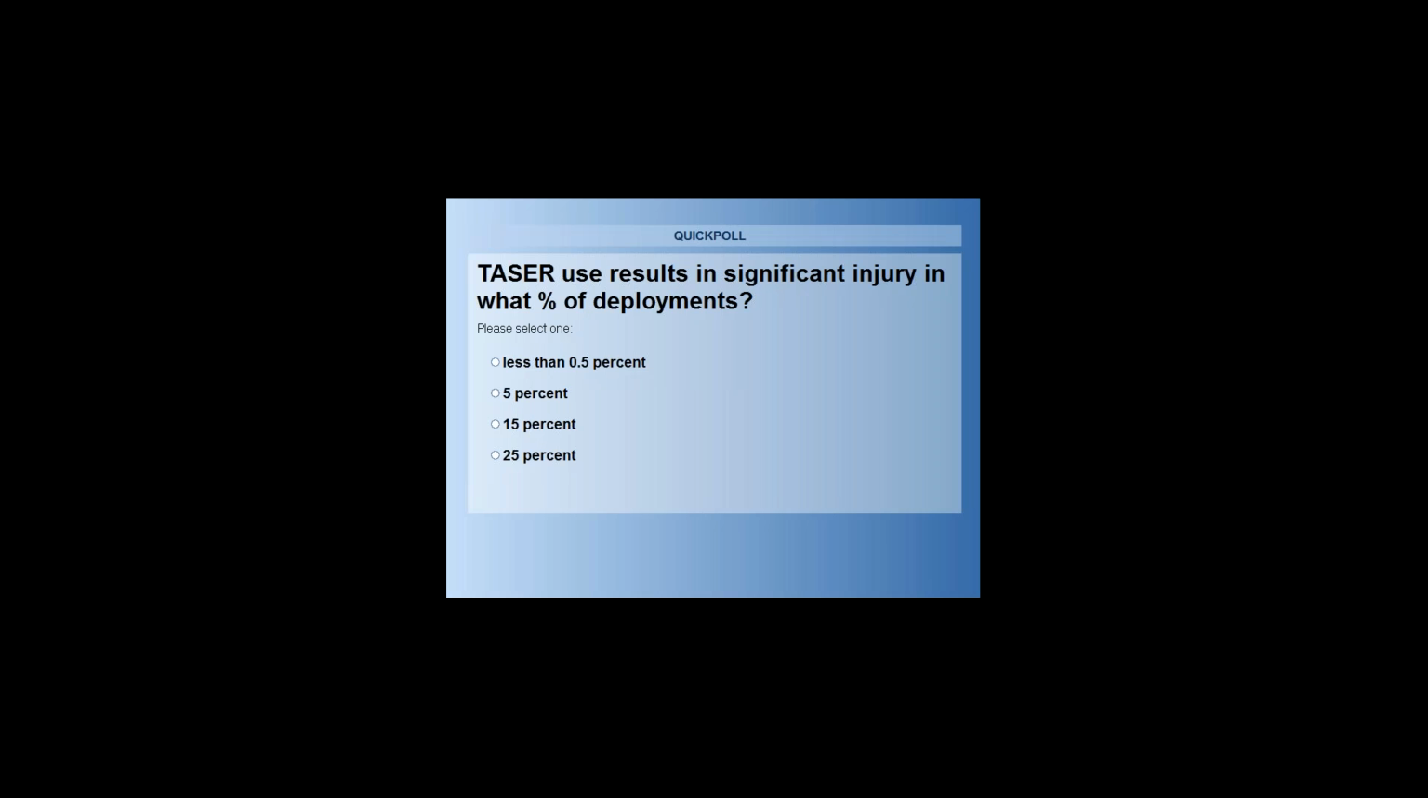Taser use results in significant injury in what percentage of deployments? Option A is less than 0.5%, option B 5%, option C 15%, and option D 25%.